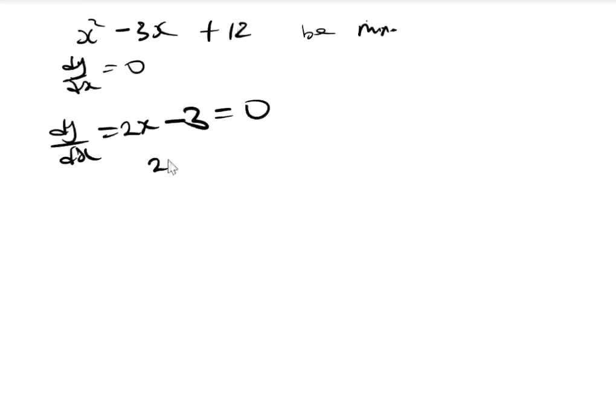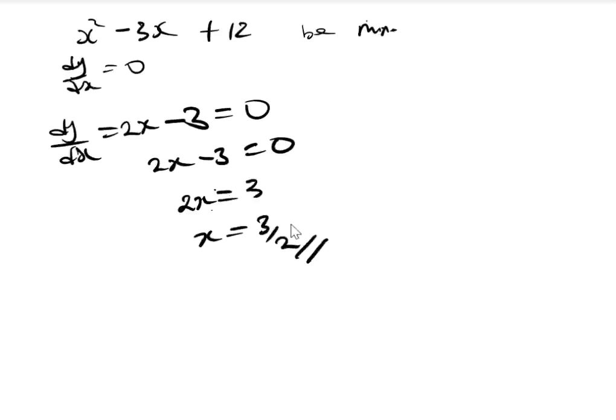And this is equal to 2x minus 3 is equal to 0. To solve for x, we have to make x the subject. With this, we'll have 2x is equal to 3, and x is equal to 3 divided by 2. And this is the final answer.